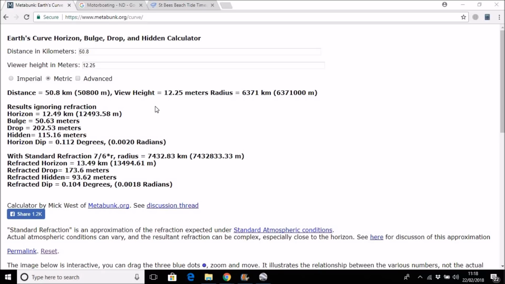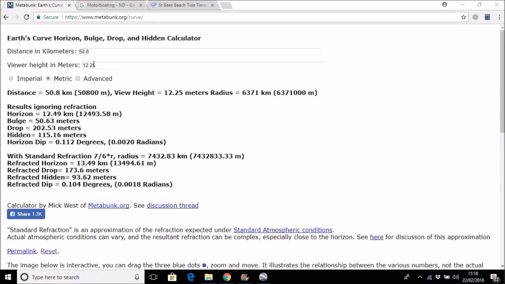So the reason that I think it's perfectly possible that you could see the Maughold Lighthouse from lower elevations is, well, it's simple geometry and mathematics, really. We know that the distance to the Maughold Lighthouse is 50.8 kilometers, give or take a few meters.